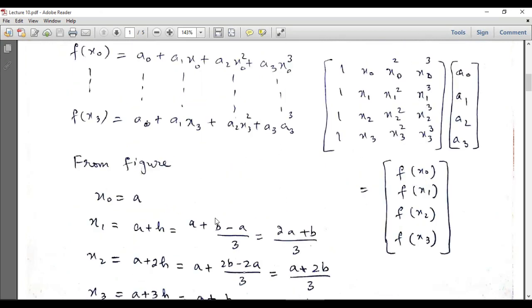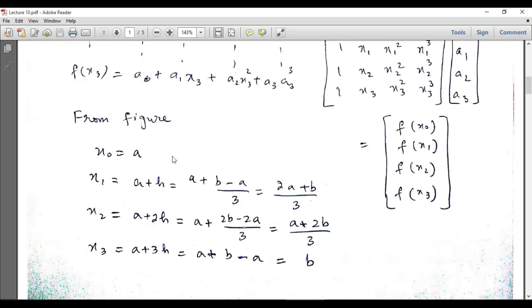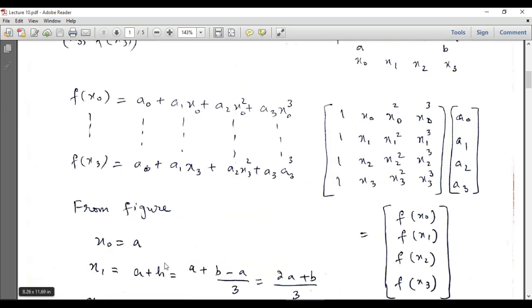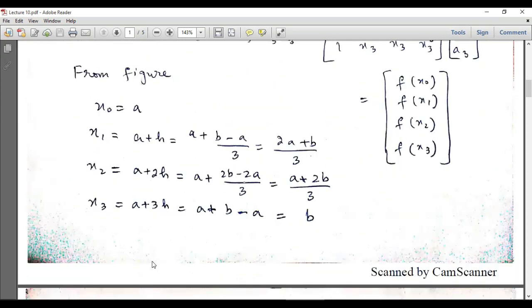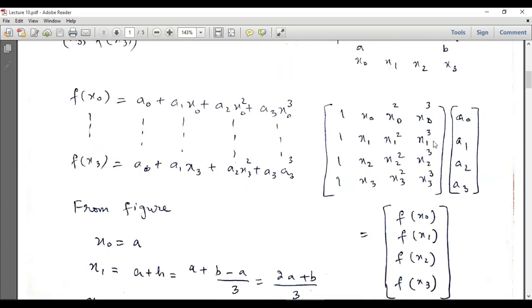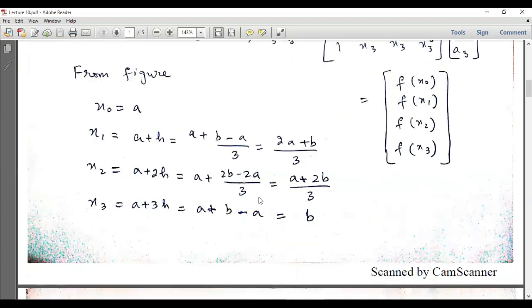Also x0 is equal to a, x1 is equal to a plus h, x2 is equal to a plus 2h, and x3 is equal to a plus 3h, which is equal to b. And h is equal to (b minus a) over 3. Let's simplify this: x1 will become (2a plus b) over 3. x2 will be equal to a plus 2h, which will be (a plus 2b) over 3. And x3 is equal to a plus 3h, which will be a plus b minus a, or equal to b. So these four equations can be written in the matrix form as follows, and these are our four unknowns, and these are the right hand side column vector.